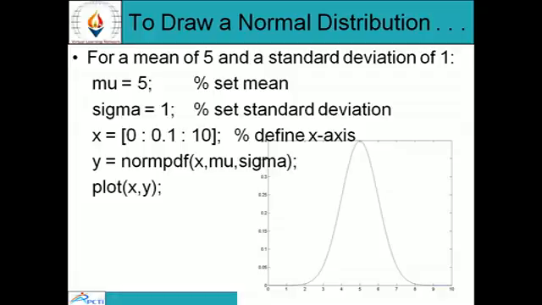standard normal distribution, and sigma. Here, 5 minus 1 is minus sigma and 5 plus 1 is plus sigma. These are the values of standard deviation.